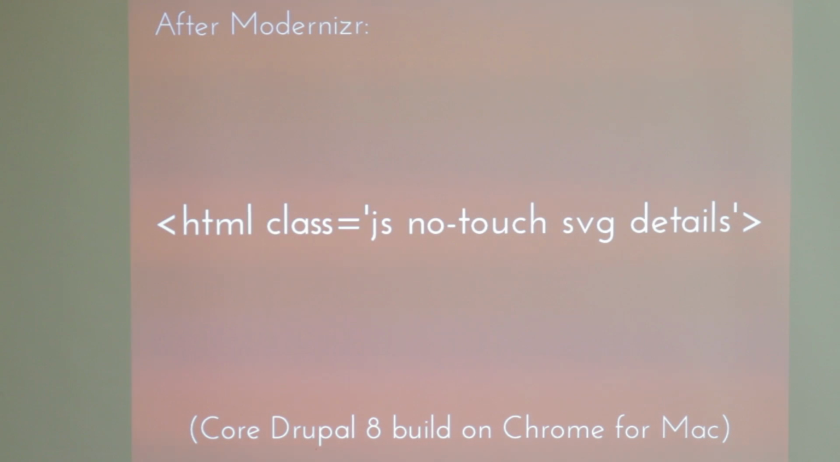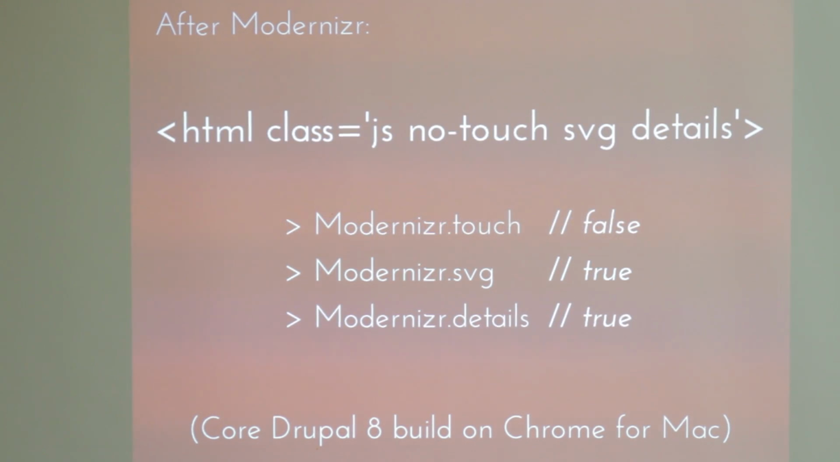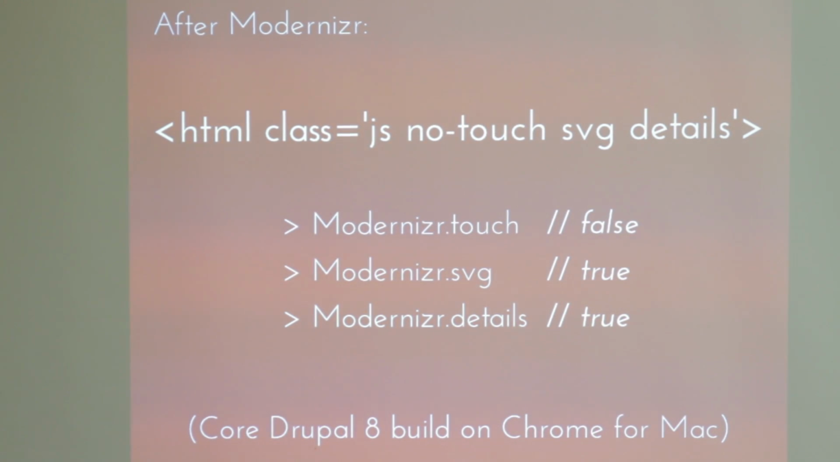Yeah, so this is the result on a Mac desktop, because there's no touch capabilities, but it does support SVG, details, and JS. If it was Firefox, it would say no-details, and then you can work with that CSS class. But it all comes from this JavaScript object that gets created when Modernizr runs. Touch is false, and then it inserts no-touch into the HTML element.